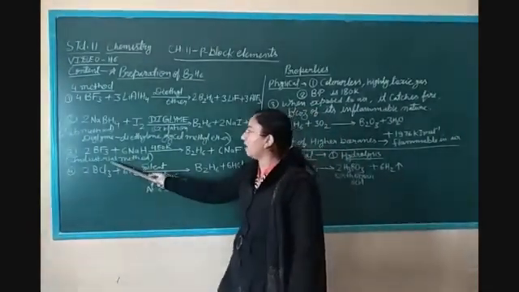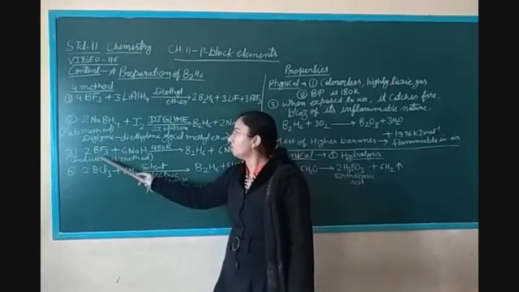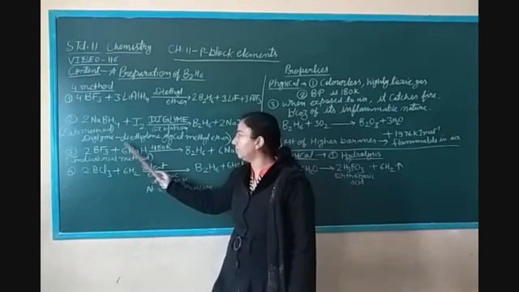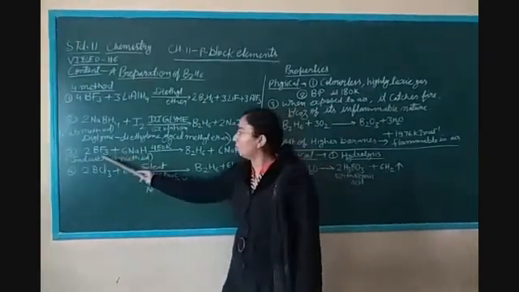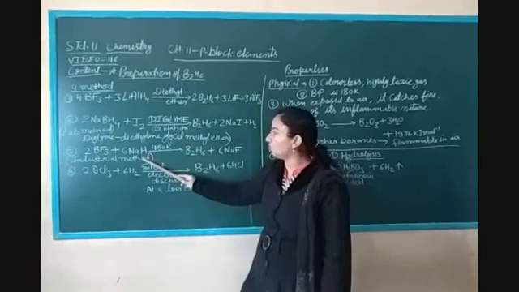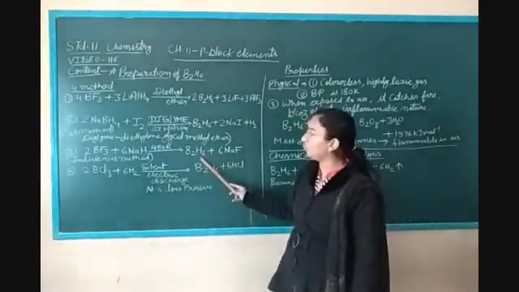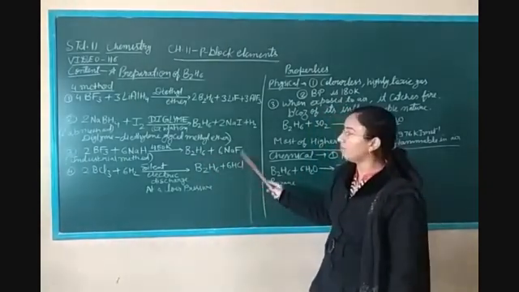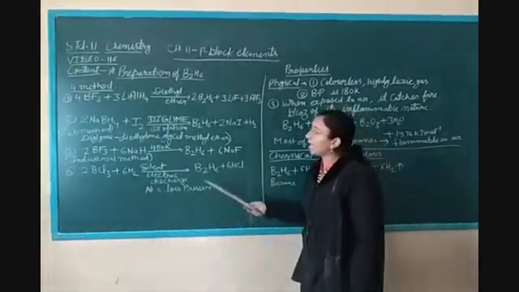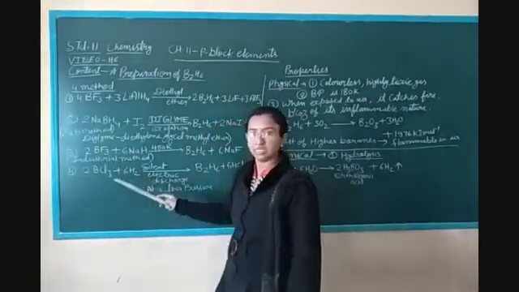The third method is used in industry, so it is known as the industrial method. Boron trifluoride reacts with sodium hydride NaH at a temperature of 450 Kelvin. It converts easily to diborane B2H6, and the remaining product is sodium fluoride. So the second method is used especially in the lab, and the third method is used in industry.